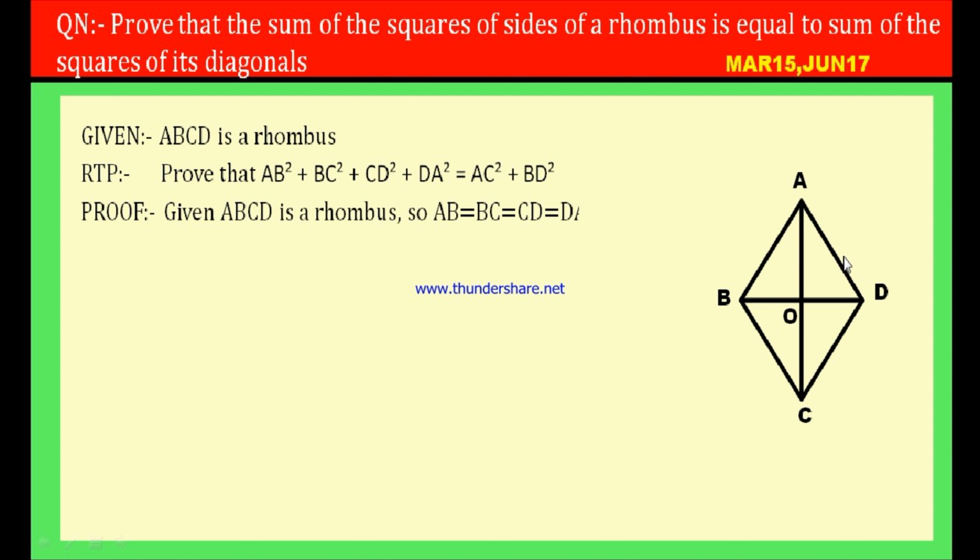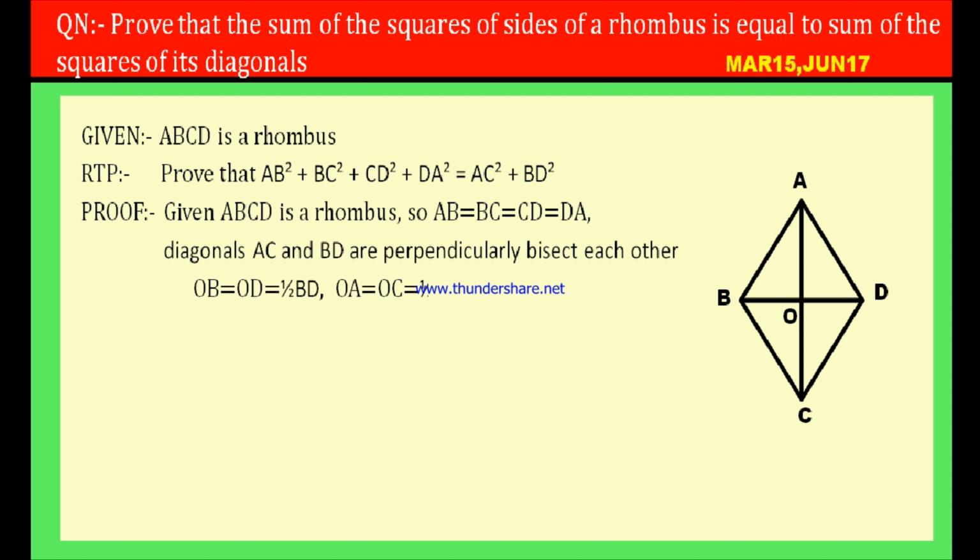Given ABCD is a rhombus. Since it is a rhombus, we know that all the four sides are equal. AB is equal to BC is equal to CD is equal to DA. And also we know that in a rhombus, the diagonals AC and BD perpendicularly bisect each other. Means O is the midpoint of the first diagonal as well as the midpoint of the second diagonal. O is the midpoint of AC and also O is the midpoint of BD. And at the same time they are perpendicular to each other. Means BD is perpendicular to AC, or angle at O is equal to 90 degrees.